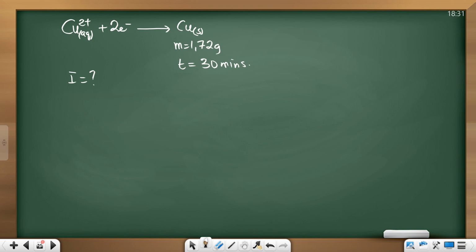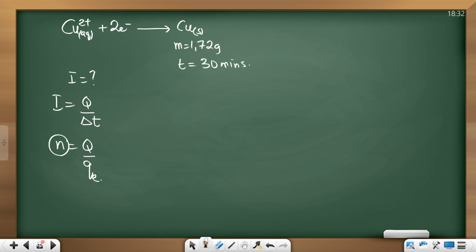Do you notice that we are doing the same thing now? We are looking for what? I. Where do I start from? I equals Q over delta T. But what is Q? Q equals what? Or n equals what? Q over QE. This is the number of what? Moles. Where will I get the number of moles from?